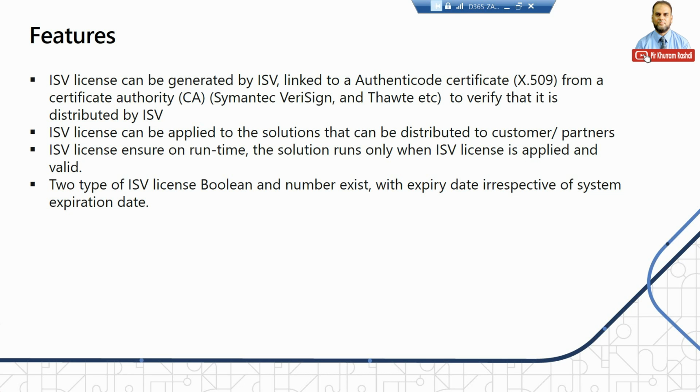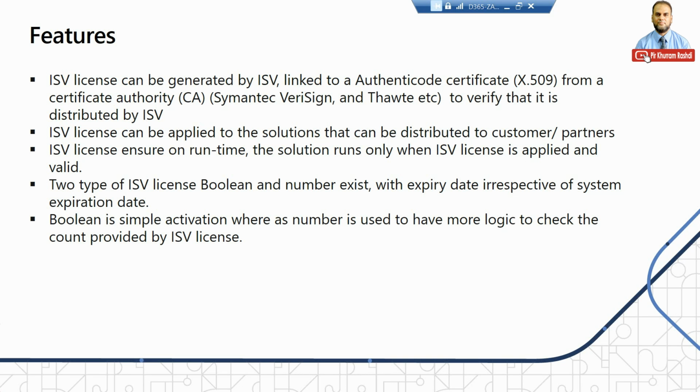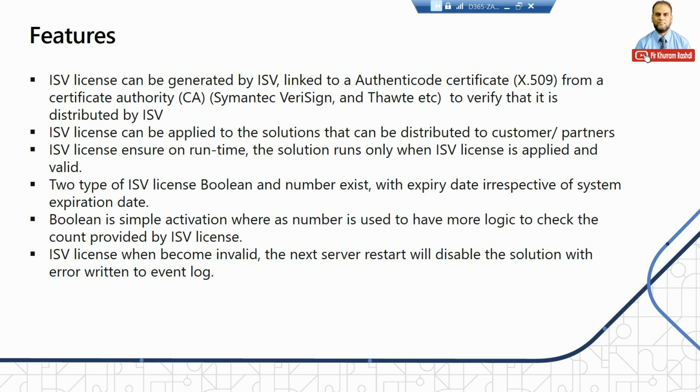Both have an expiry date irrespective of the system expiration date. The Boolean is basically a simple activation, whereas the number type has more logic to check the count provided by the ISV license. Both types are available. When an ISV license becomes invalid, meaning the system is still running but your license has expired, it will still function until the next server restart, which will disable the solution, and an error will be logged in the event log.